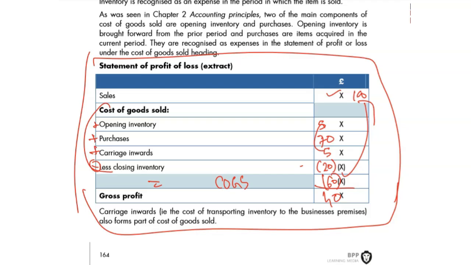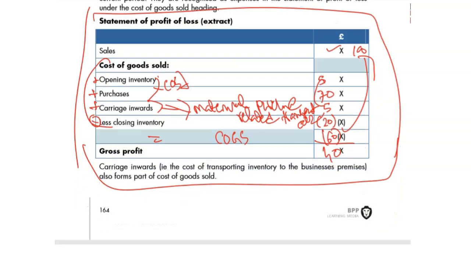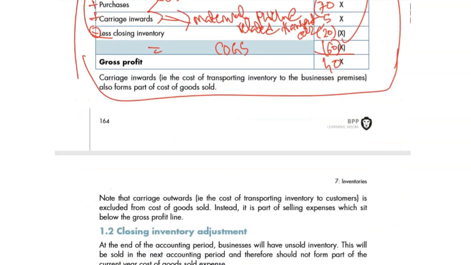Take that away from the sales, and 40 is the gross profit. That's just an example. But look at this: what does an opening inventory do? Opening inventory and purchases are both part of cost, aren't they? So is carriage inwards. What is carriage inwards? Carriage inwards is a purchase-related expense, the transport cost of material purchases. There could also be carriage outwards, which is sales-related transportation cost.